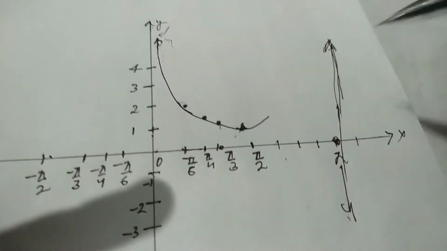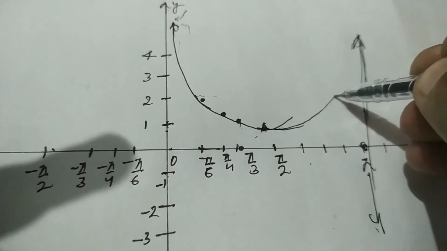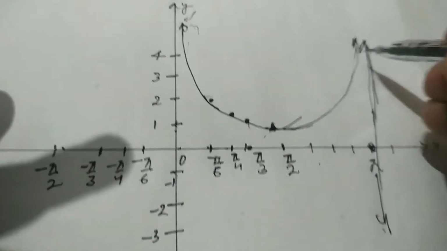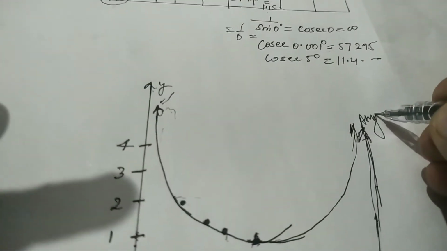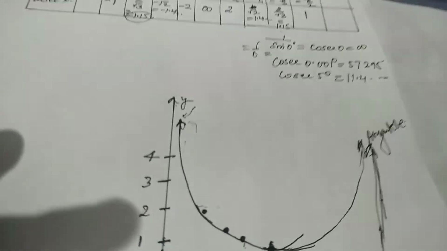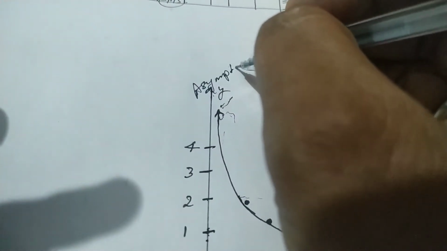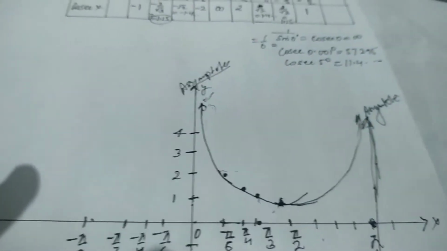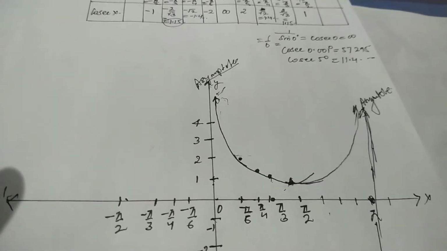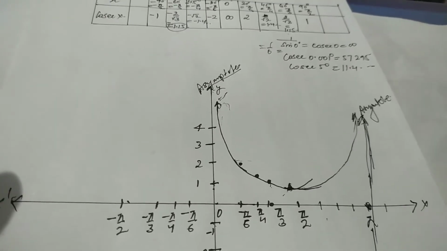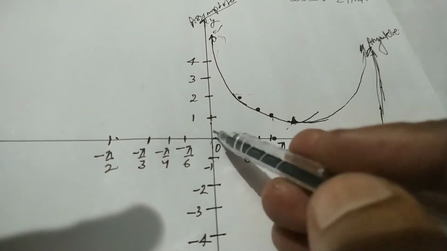This is a perpendicular line, and the graph will be increasing like this. It never meets this line. That is the asymptote, and that is working as an asymptote. Right, this is the graph of cosec x.